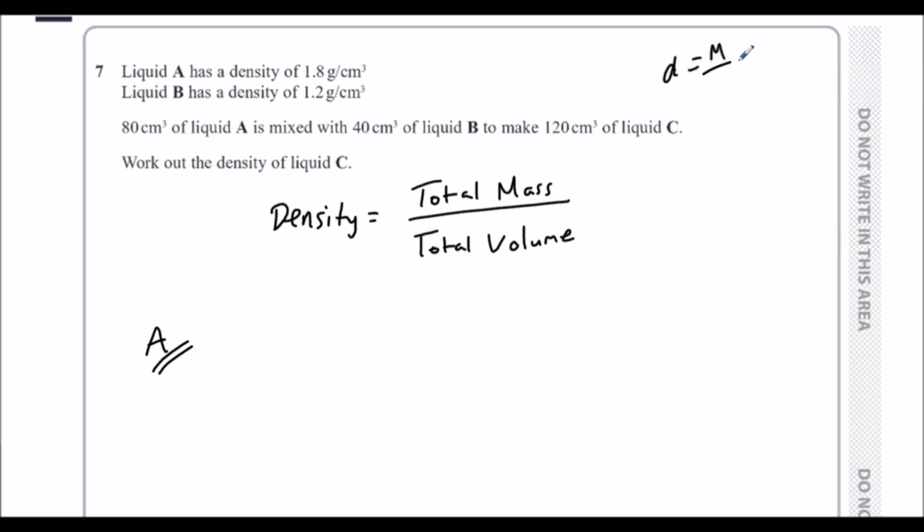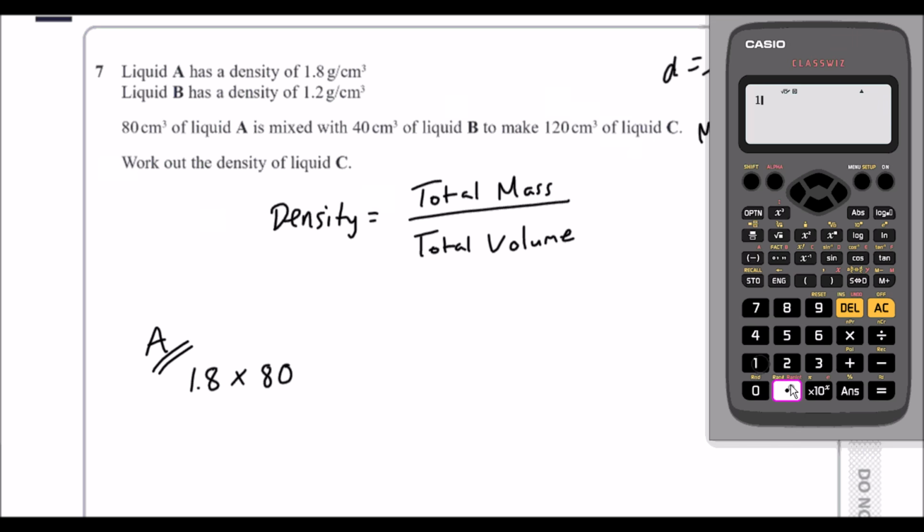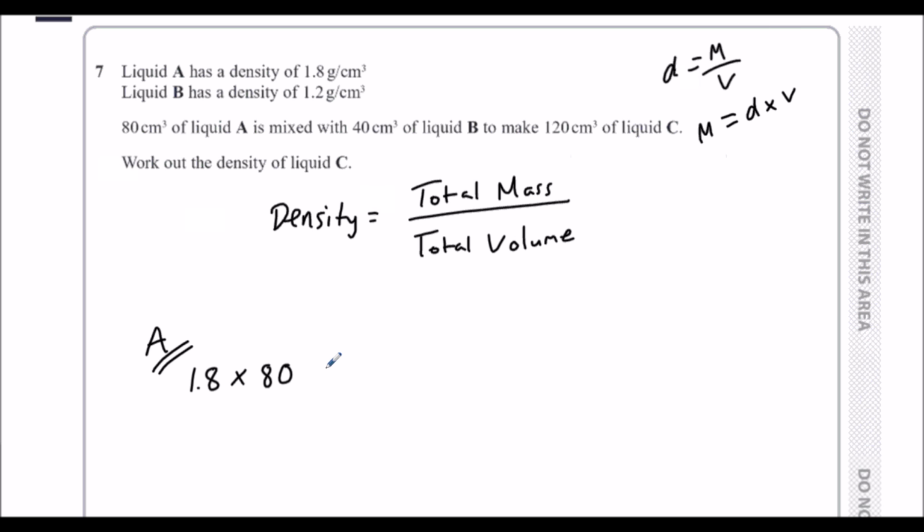So for A, we can use density as mass over volume. So mass is density times volume. So for A, it's got a density of 1.8 and a volume of 80. So 1.8 times 80 is 144. So it's got a mass of 144 grams. And for B, density is 1.2.